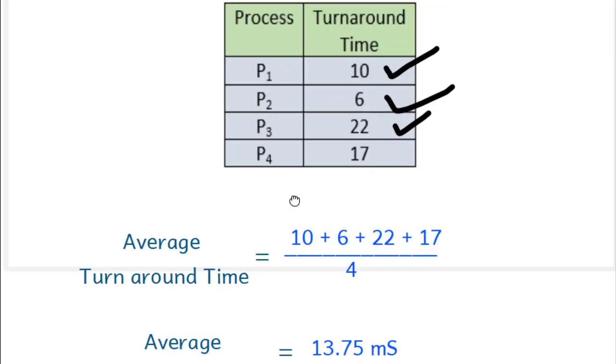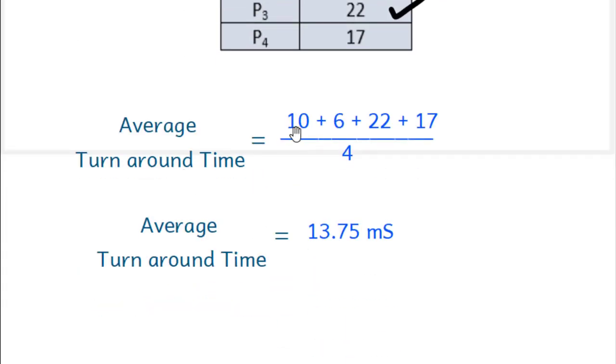So the average turnaround time is adding all the 4 and dividing by 4: 10 plus 6 plus 22 plus 17 is 55, divided by 4, so we have 13.75 milliseconds as the average turnaround time. So this is how we do the calculation, and this is how priority scheduling is executed.